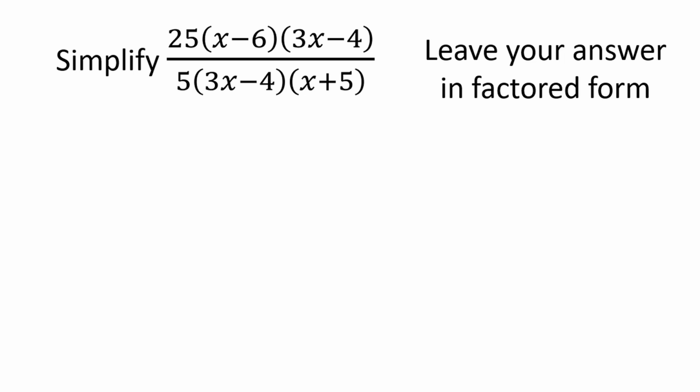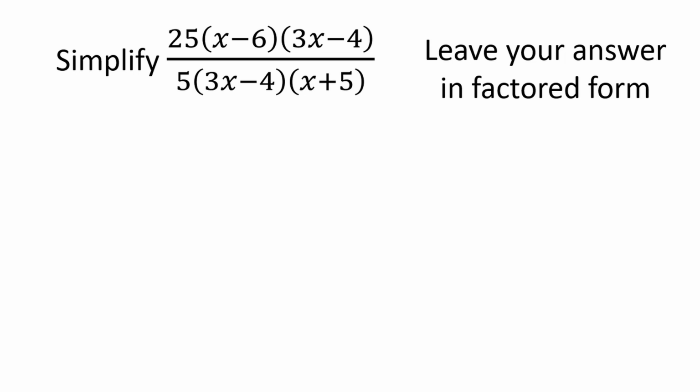Welcome, my friends. Consider the rational expression 25 times (x minus 6) times (3x minus 4) divided by 5 times (3x minus 4) times (x plus 5) that we would like to simplify, and we are told that we can leave our answer in factored form. Now this might look intimidating at first, but it's honestly not too bad.